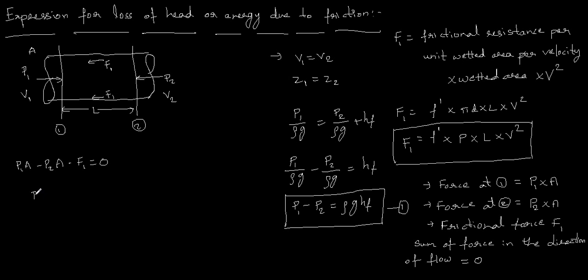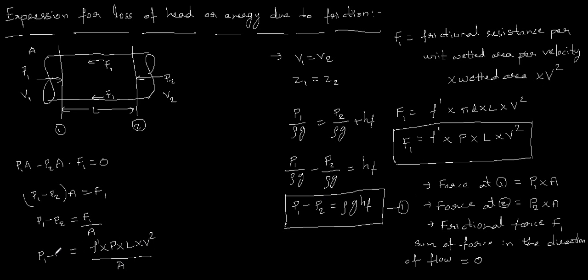Okay, so I want to write it as P1 minus P2 into area. We can take the area as common, which is equal to F1. Again I want to write P1 minus P2 is equal to F1 by A. F1 we already got as F dash into something, so we write it as F dash into P perimeter into L into V square by A. Okay, this is the equation we got.